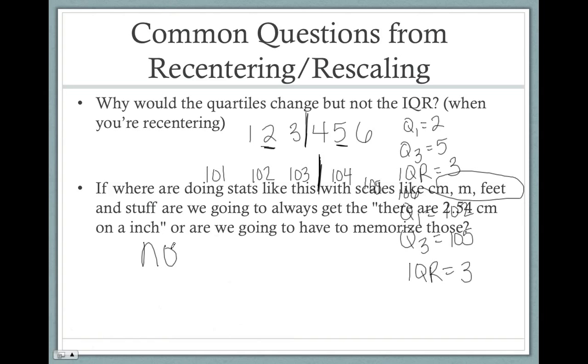You do not need to memorize those. If you need a unit conversion, you will be given that unit conversion, okay? I'm trying to test to see if you understand recentering and rescaling, not if you have memorized how many centimeters are in an inch.